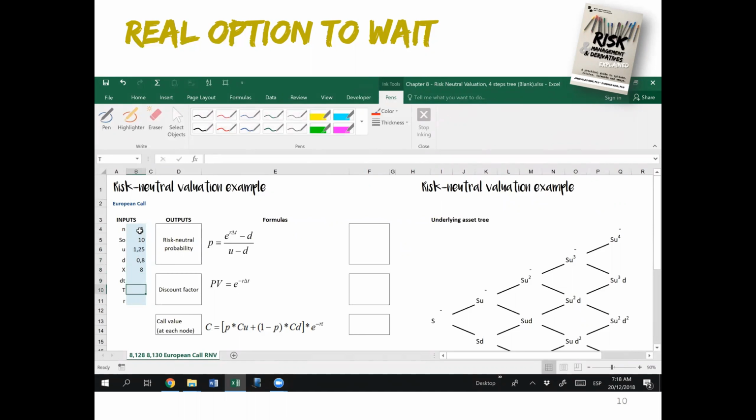Strike is only 8. And time to expiration, in this case, is 4 years, which makes delta T 1, 4 years divided by 4 steps. Then the risk-free rate is 5% per year.